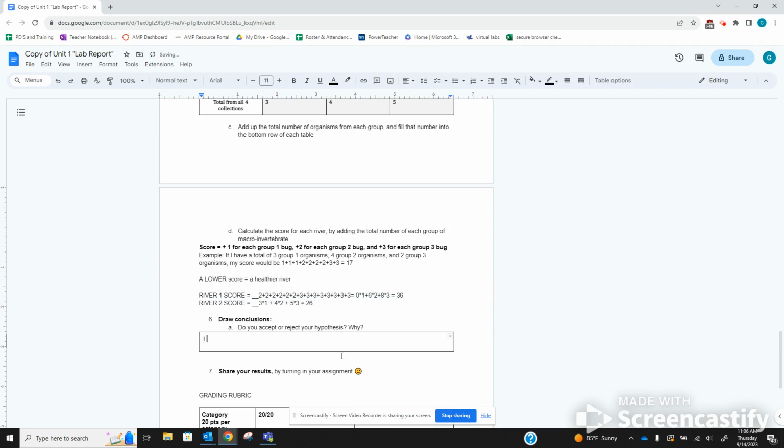So I'm going to say, reject my hypothesis because river 2 had a lower score, meaning it was the cleaner river. And then you want to talk about why you think that. So I think river 2 was actually cleaner because, and then this part, we're kind of making a guess. We're saying, well, why would it be that? Why would that be my result?